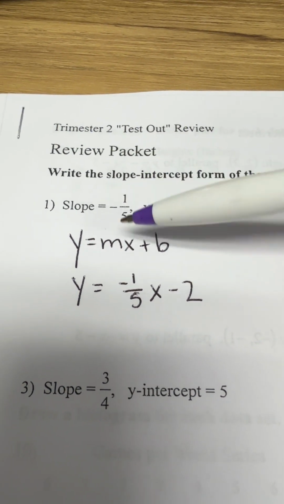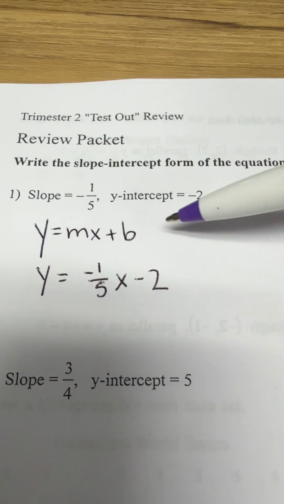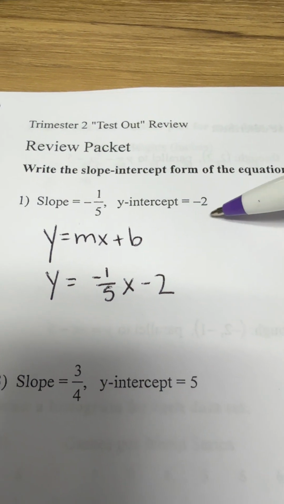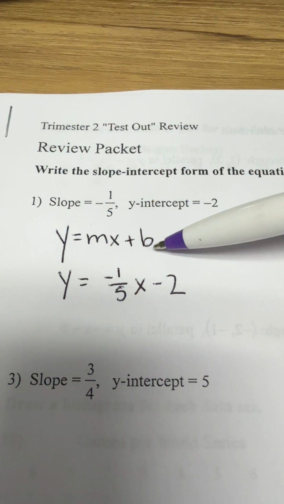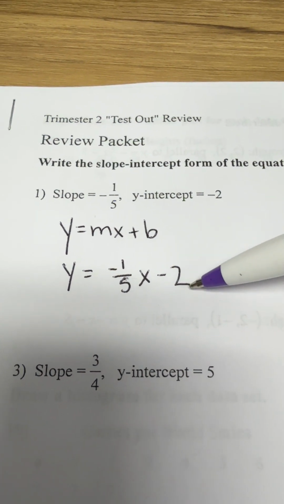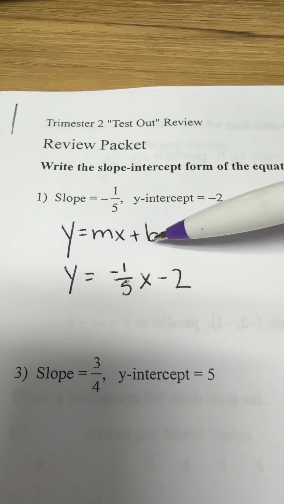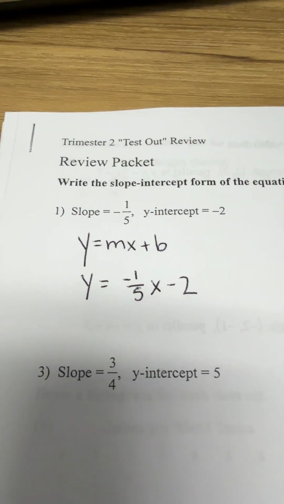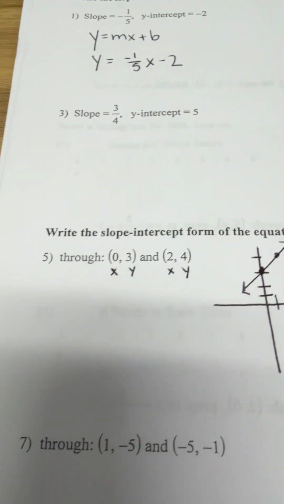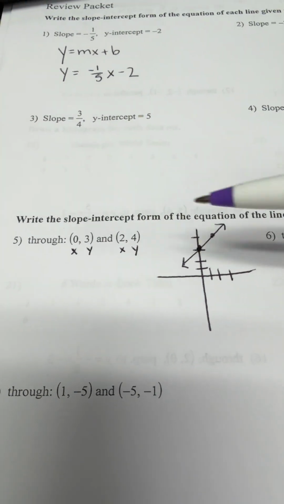You just take your slope and you plug it in for m, and you take your y-intercept, which is where it crosses the y-axis, and you put it in for b. So that's why I have minus 2. If you want, you could write it as a plus minus 2, but that's the same thing as writing minus 2. Okay, now on this next problem, it's giving you 2 points.